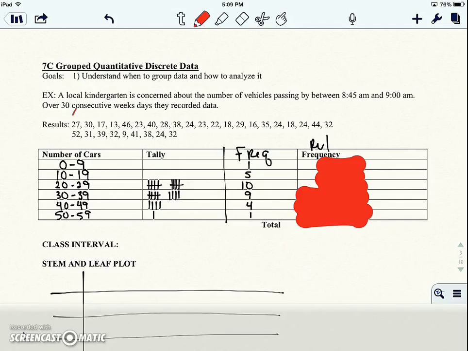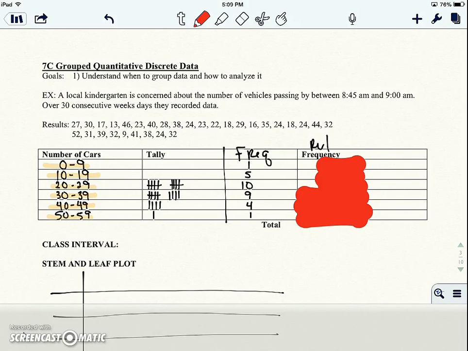So like on the first day, maybe Monday, there were 27 cars that went by, Tuesday 30, next day 17, Thursday 13, etc. So the first thing you'd want to do is go ahead and make a table, but instead of just saying 20 cars, 21 cars, 22, they're too spread out for that, so instead we're going to group it and do 0 to 9 cars, 10 to 19, 20 to 29, etc. And you may want to pause the video part way to write down everything.